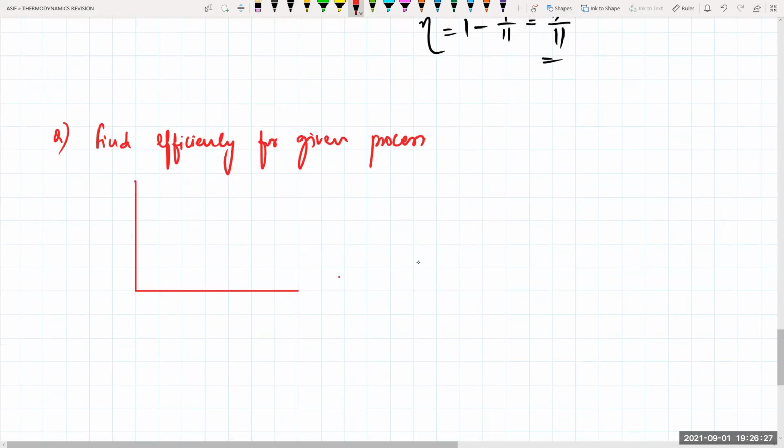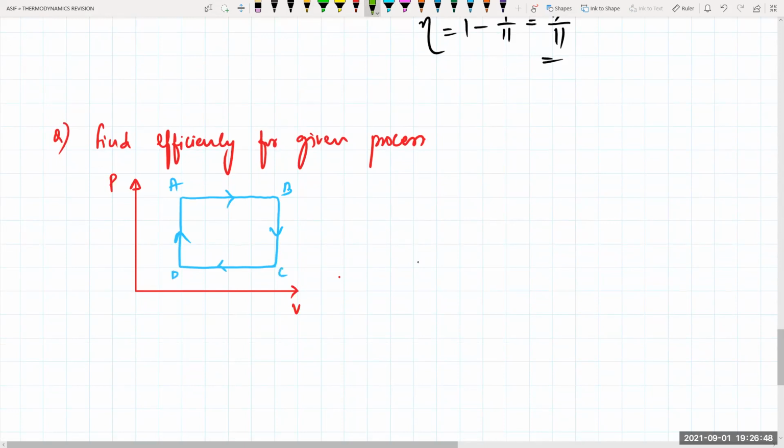Okay. This one is your pressure and here is your volume. In this one, we have the coordinates like this. Going from here, then here, then here, and then here. This is process A, this is your B, this is your C, and this is your D.